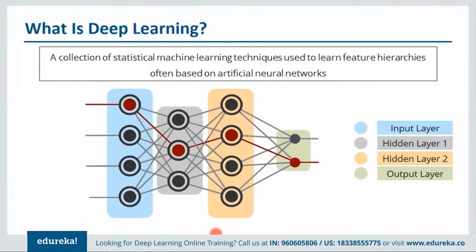Now there can be multiple hidden layers. There can be hundreds of hidden layers as well. But when we talk about machine learning, that was not the case. We were not able to process multiple hidden layers in machine learning. So because of deep learning, we can have multiple hidden layers at once.